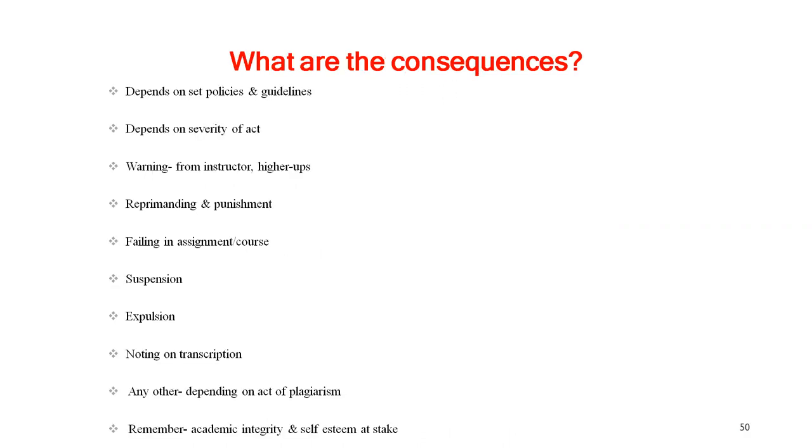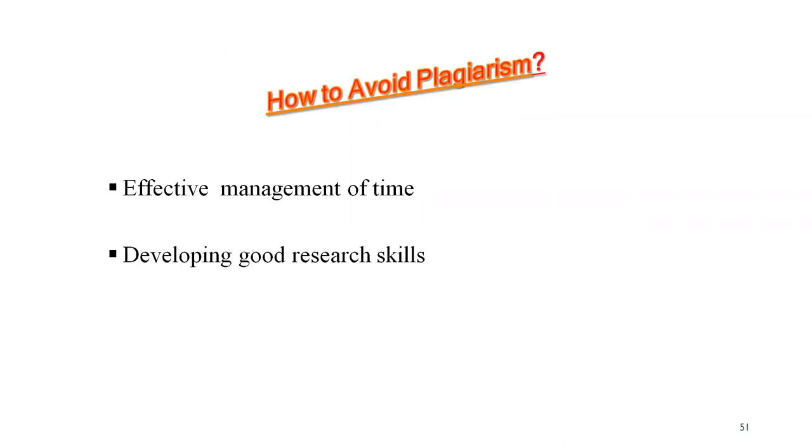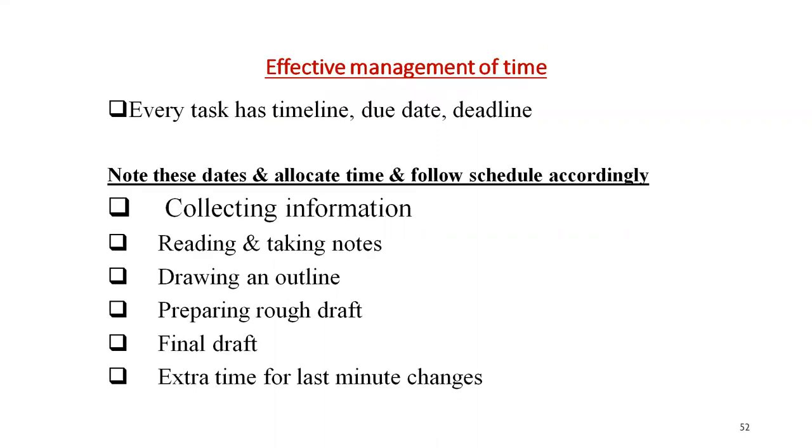What are the consequences? It depends on the set policy and guidelines, and on the severity of the act: a warning from the instructor, or from higher-ups. So there are different types of punishment, which I will also explain later. How to avoid it? Effective management of time, developing good research skills. Now, timeline is also very important. Due date, deadline, these are very important.